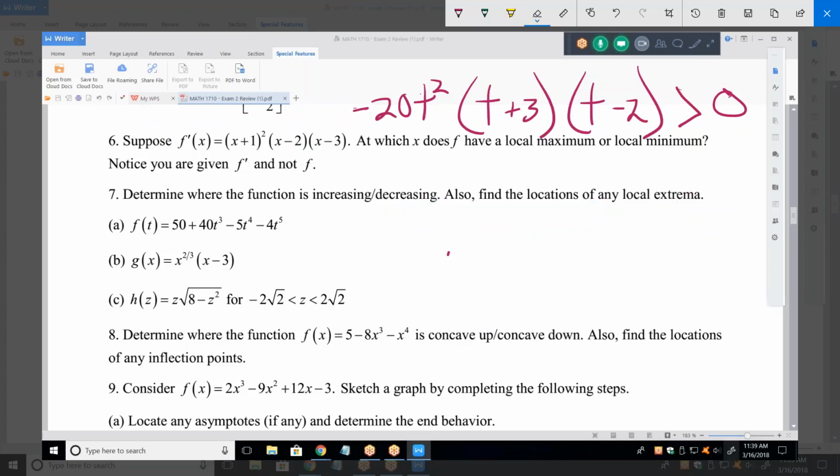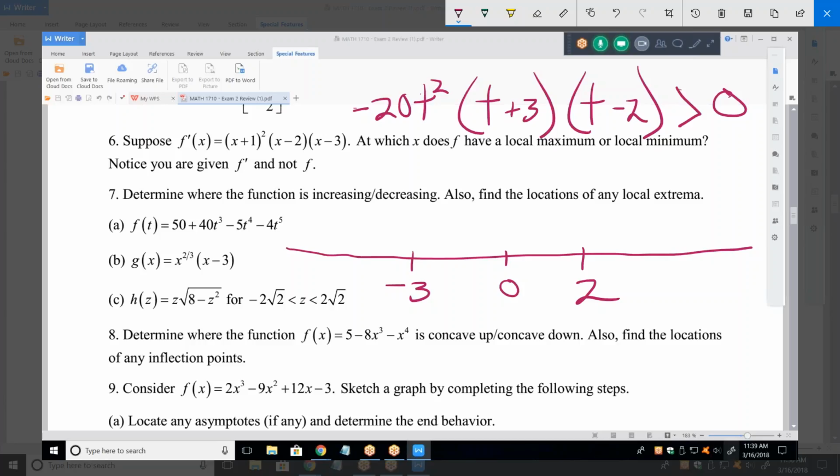Now, do you know how to solve that? In other words, this is not a trivial inequality to solve. Think line chart. What points on that line chart do I need to place? 0, -3, and 2. Now we're going to do the same thing. Anything to the left of -3, plug it in there, and we'll see if it's positive or negative.